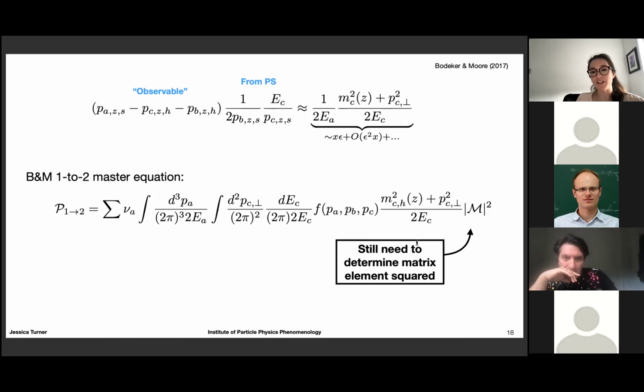So now the expression looks a bit more simple. We just have the phase space of particle A, which will give us the flux once we integrate over it. We have the phase space of particle C, some quantum statistical factors, and this very, very simple factor after we did some massaging, and we still have our matrix element squared to calculate.